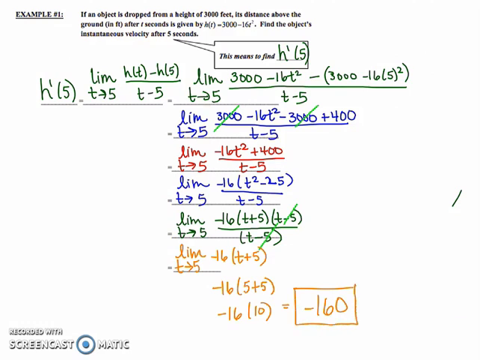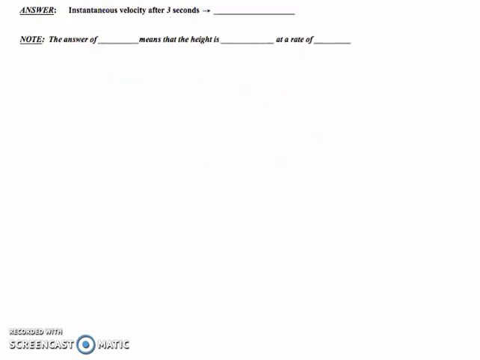Okay, so what does that answer mean? Well, the instantaneous velocity after 3 seconds, this should say 5 seconds because we did 5 for t, not 3. The instantaneous velocity after 5 seconds is negative 160 feet per second. And I want you to note that the negative in front of the answer means that the height is decreasing at a rate of 160 feet per second. So just make sure you understand what the negative means in the context of this problem. That's it, folks. That's all.